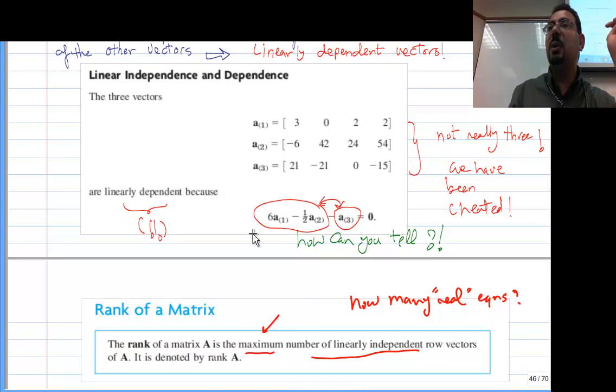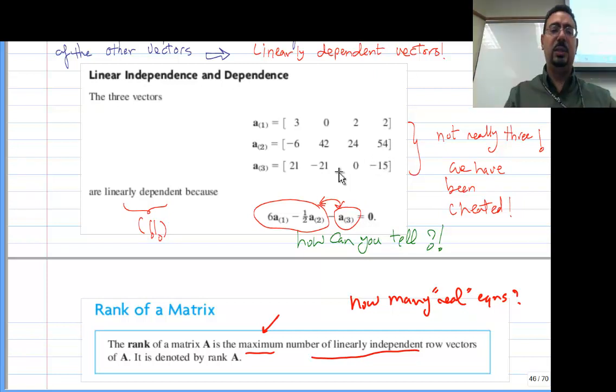So in this example, it's basically because of this. You can generate the third equation by multiplying 6 times the first equation, and dividing the second equation by minus 2, and you subtract, and you will get the third equation. So it's not really clear to your eye that this is the case.